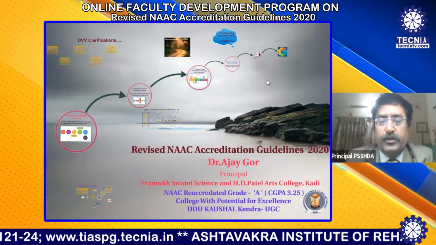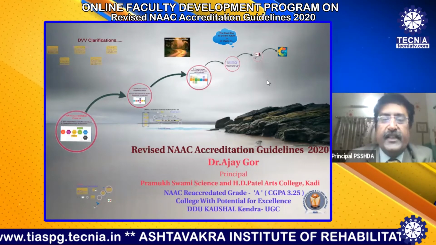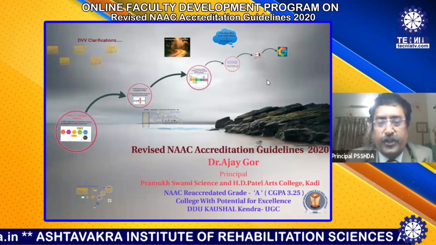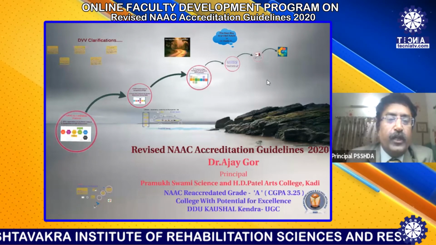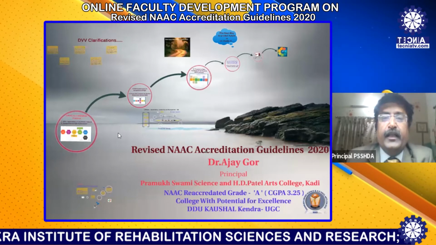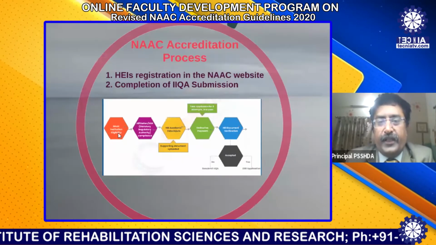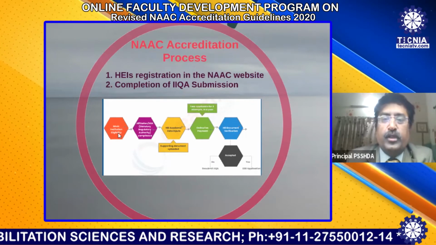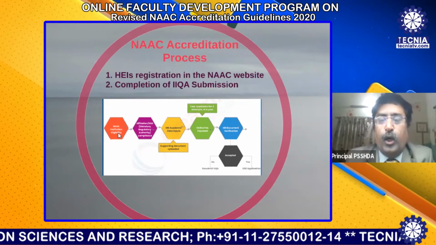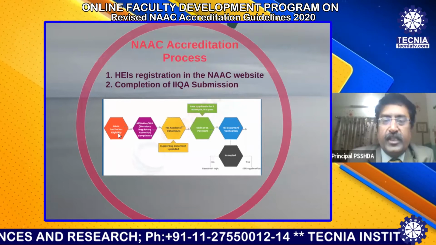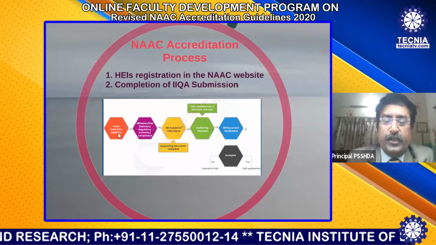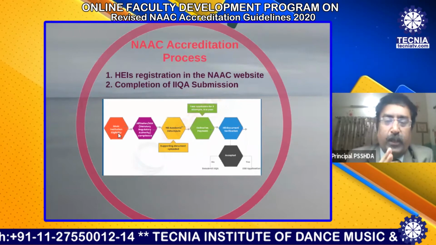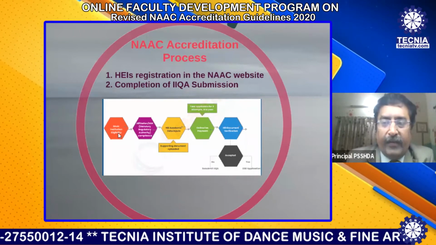So before jumping over to criterion number 5 and 6, let me have a quick recall of the procedure of NAAC. Let me start with the first part, and that is the NAAC accreditation process. The first thing is that every higher education institute needs to register on the NAAC website. Just after registering our institute on the NAAC website, everything will be on our laptop, on our PC, everything will be in our command.